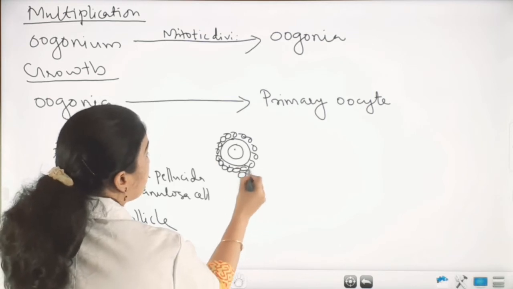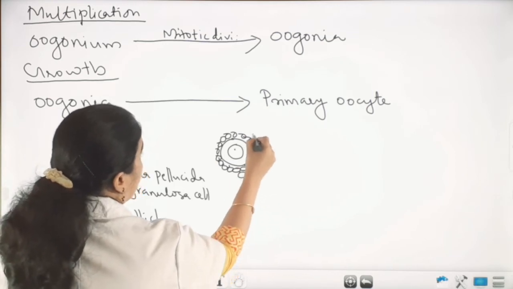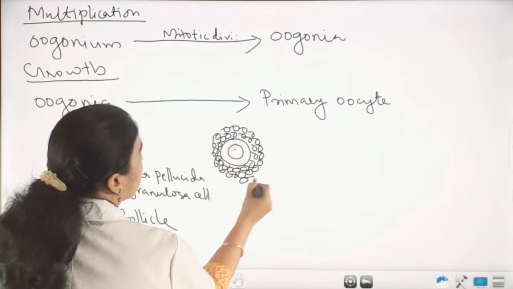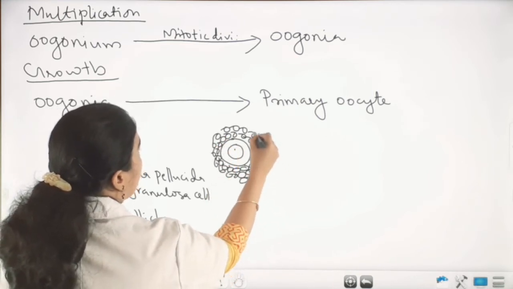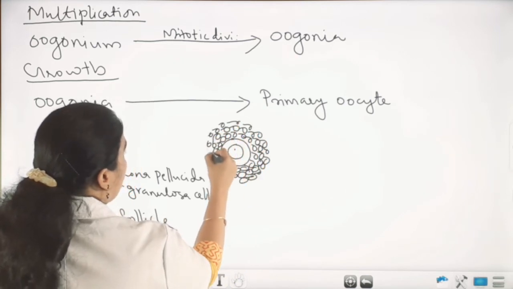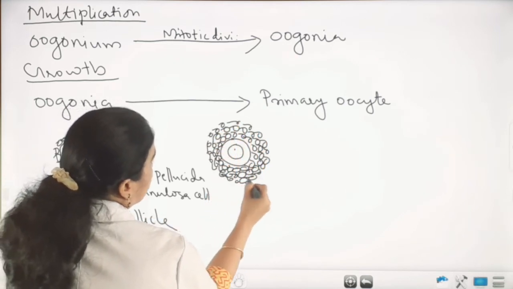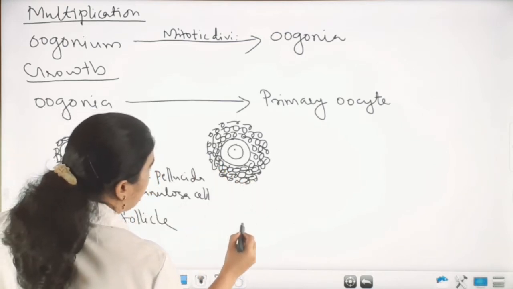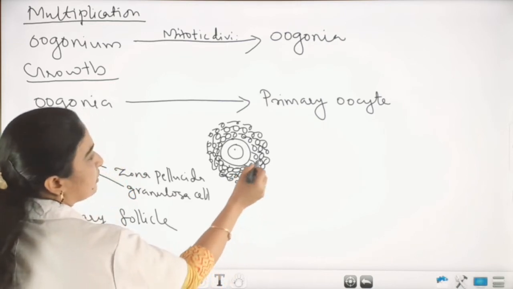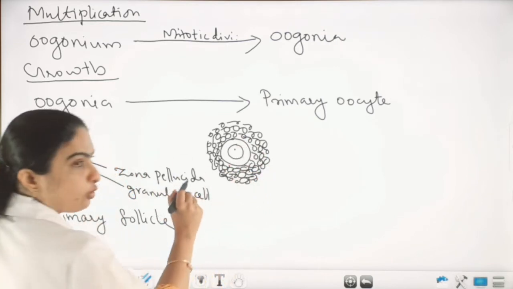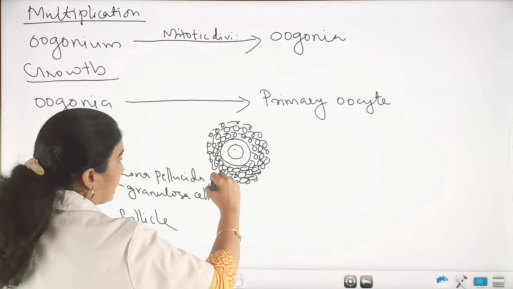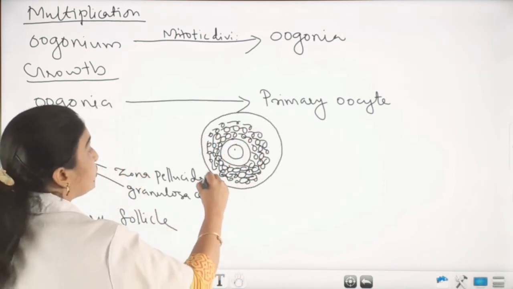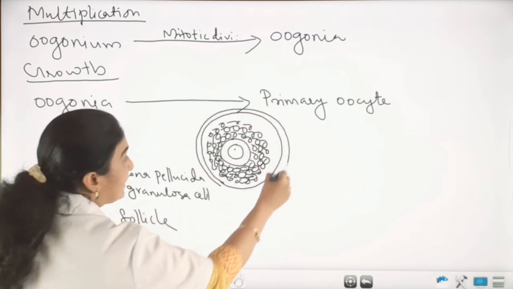then it is again covered by several layers of granulosa cells. So this is the second layer, then the third layer. So several layers of granulosa cells cover this primary oocyte. Before that I want to tell you, these are several layers of granulosa cells. In turn it is covered by another layer. Two layers are there. That is known as theca.